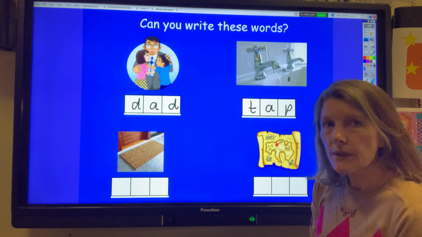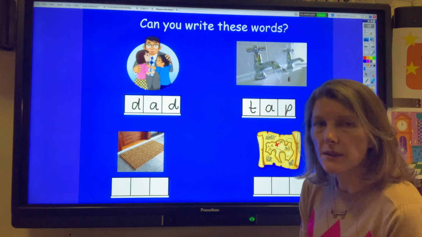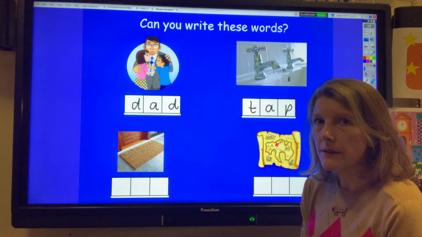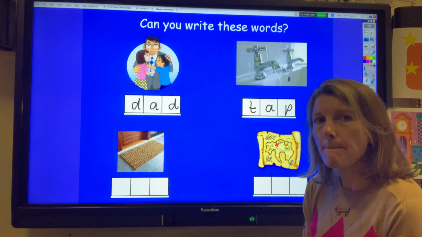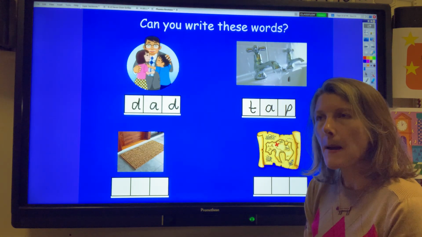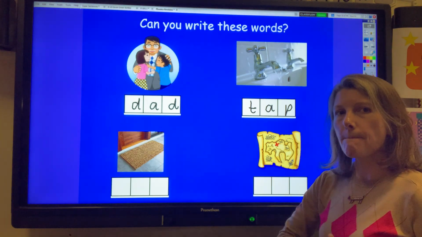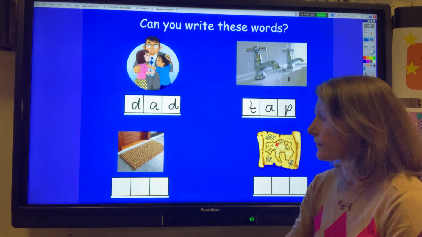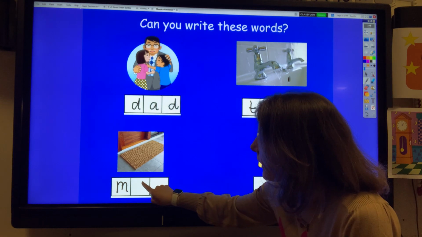T, A, P, tap. Now down here, this is where you need to wipe your feet when you go inside. It's been very, very rainy today. So hopefully if you did manage to get out for a bit of exercise, you wiped your feet when you came back in on your mat. So mat. Does that start with m? That's right. We've got our m, a, t, mat. Let's try and write that.